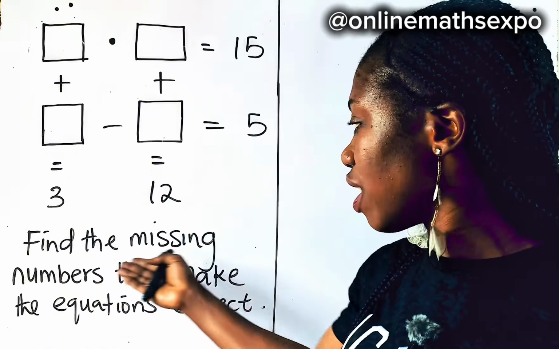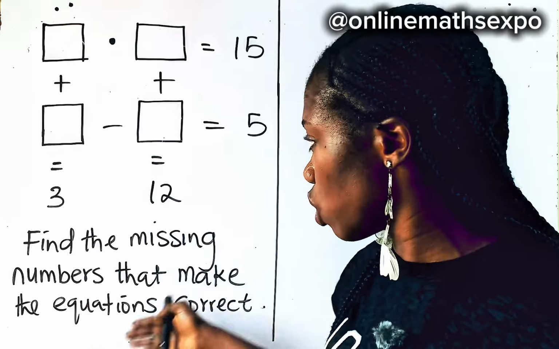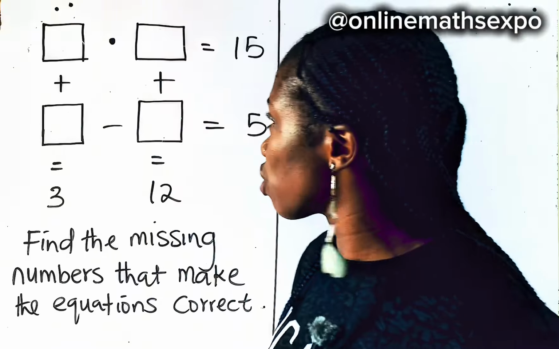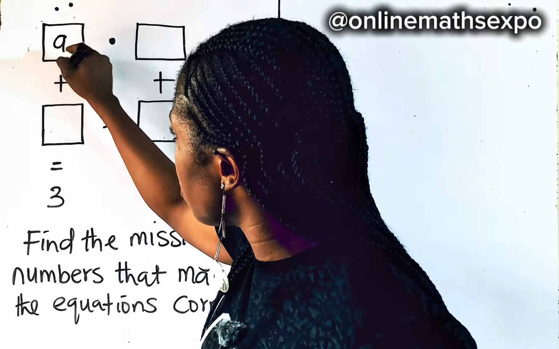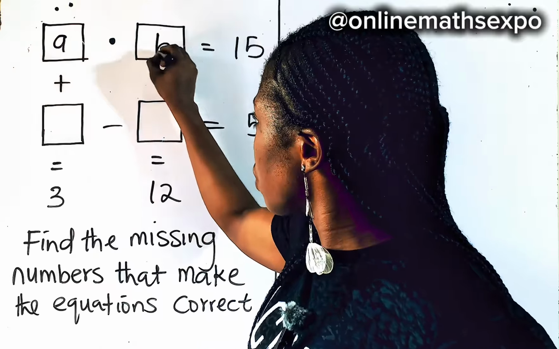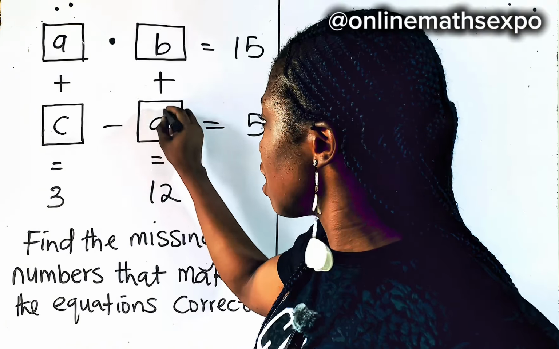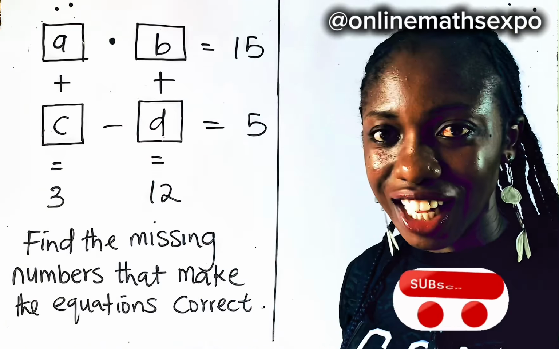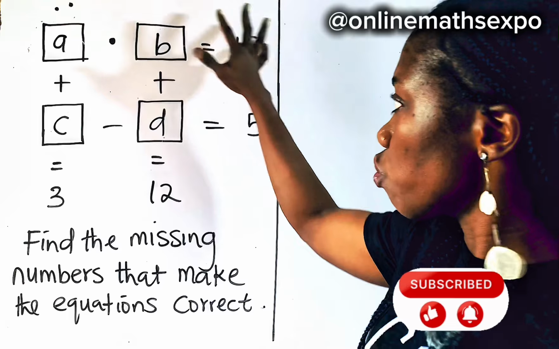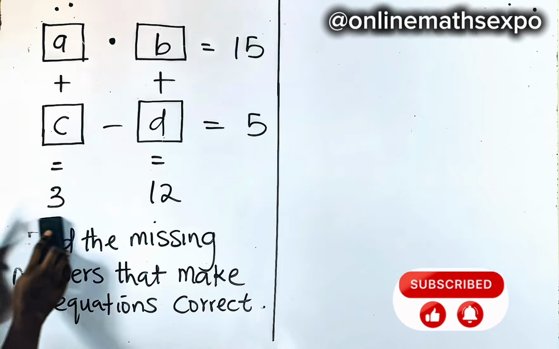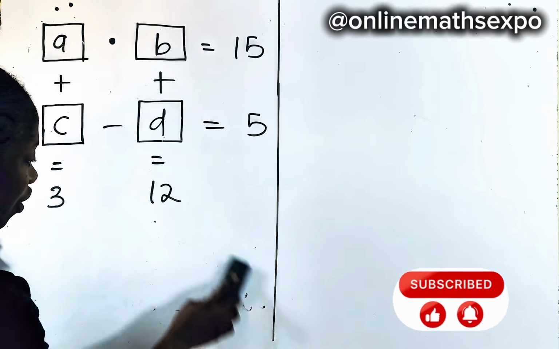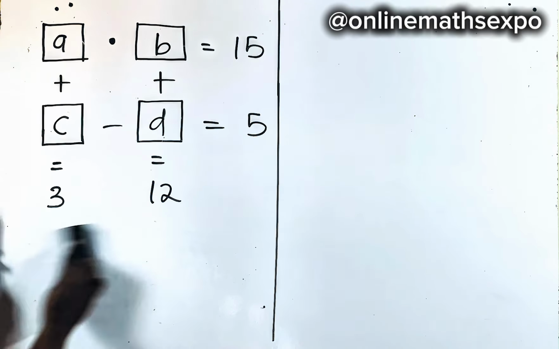The question says, find the missing numbers that make the equations correct. So we are free to say, let the number that should be here be A, this one is B, here is C, and here is D. Let's see how that goes. So from here, we are going to generate statements that will help us to answer.